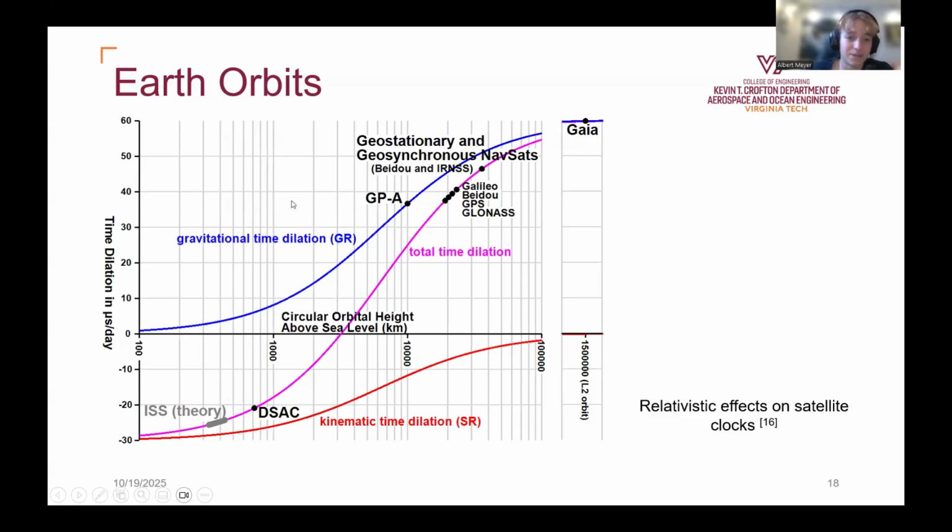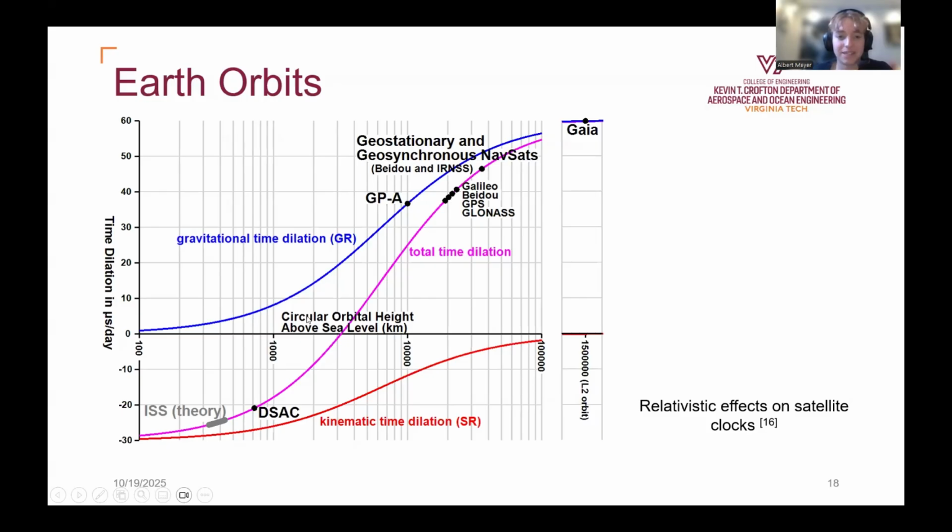And then this blue line is from the gravitational field. So it starts in the positive because your clock is going to tick slightly faster. And when you're in the gravitational field, very close to Earth, it's not going to be super significant. But then as you get farther away, these geostationary and geosynchronous orbits, it is very significant.